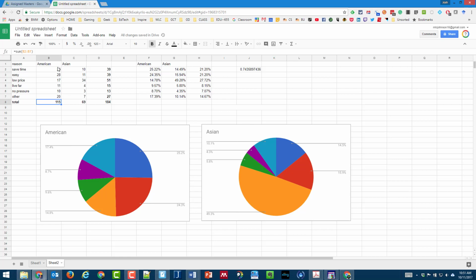So we usually compare within that single group of American, within the single group of Asian students, find the ratios or the percentages, and use that to make the comparison.